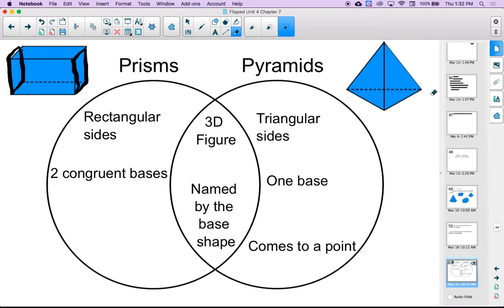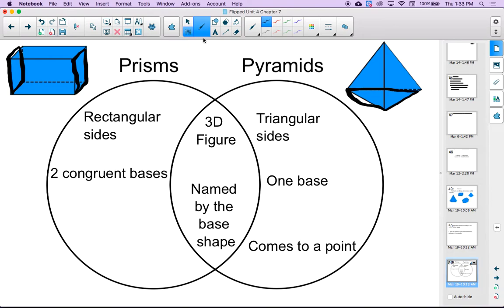So this pyramid here, we've got our triangular sides. If we look across from the point, here's our point. If we look across from it, here is our base shape. That is also a triangle. So we would call this a triangular pyramid. Rectangular prism, triangular pyramid.